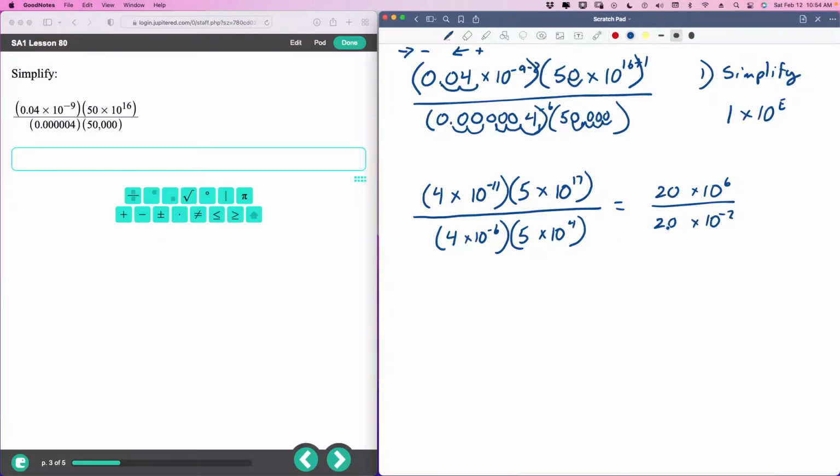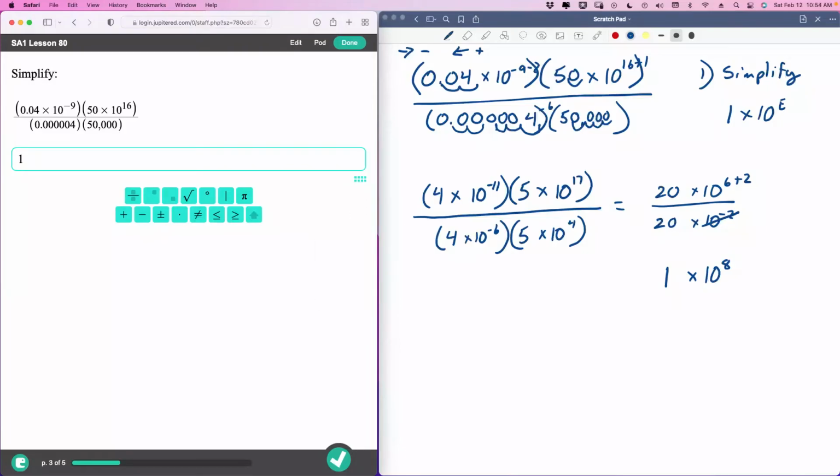20 over 20, that's 1. 20 divided by 20 is 1 times 10. Now, we bring this up, so that's going to be a plus 2 because it changes the sign. When an exponent comes from the numerator to the denominator, remember, it changes the sign. So 6 plus 2 is 8. So the answer is going to be 1.